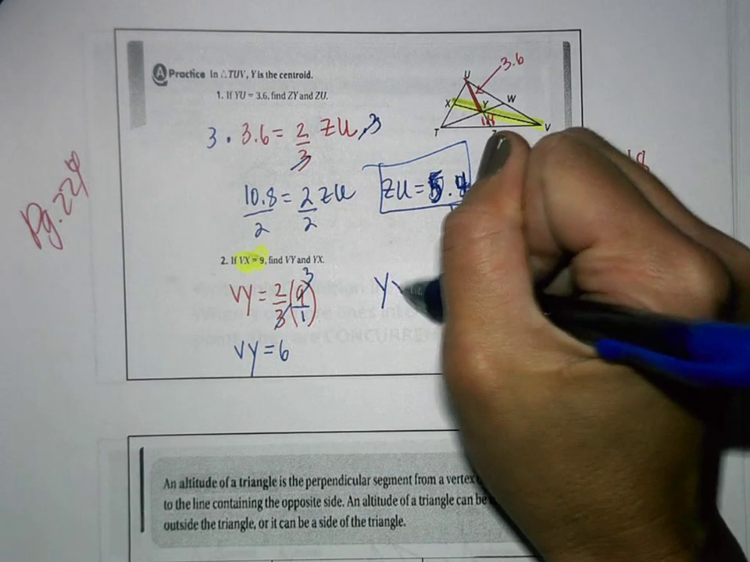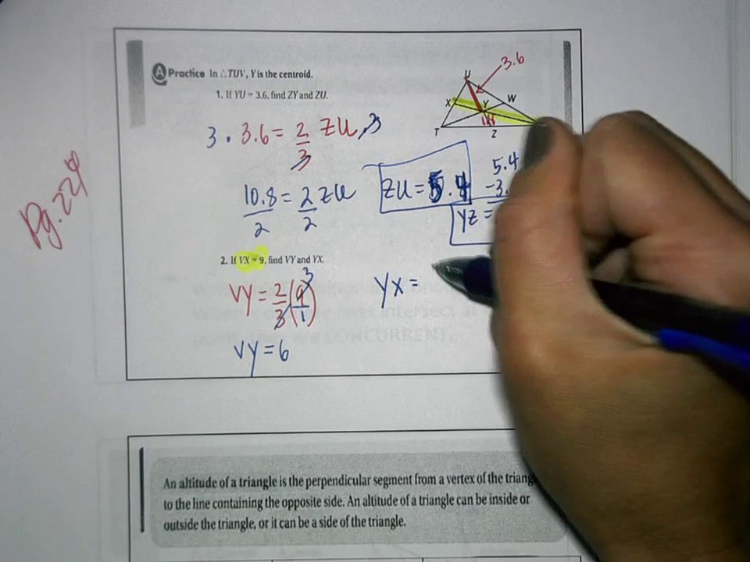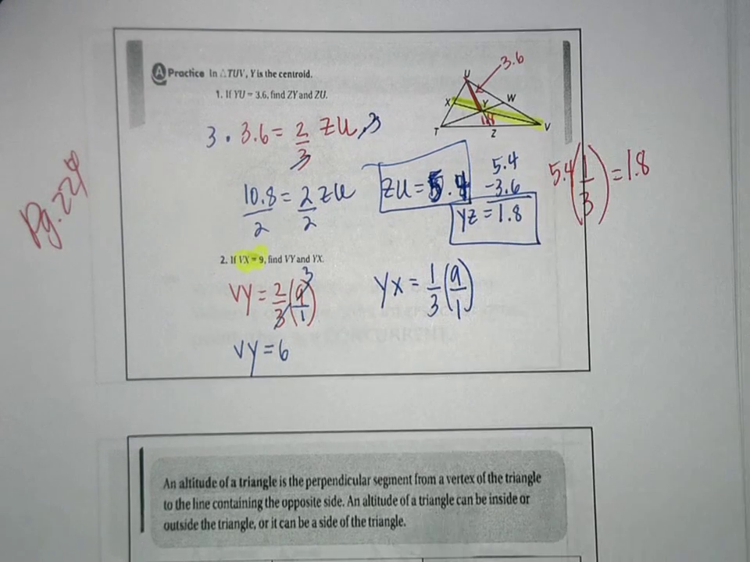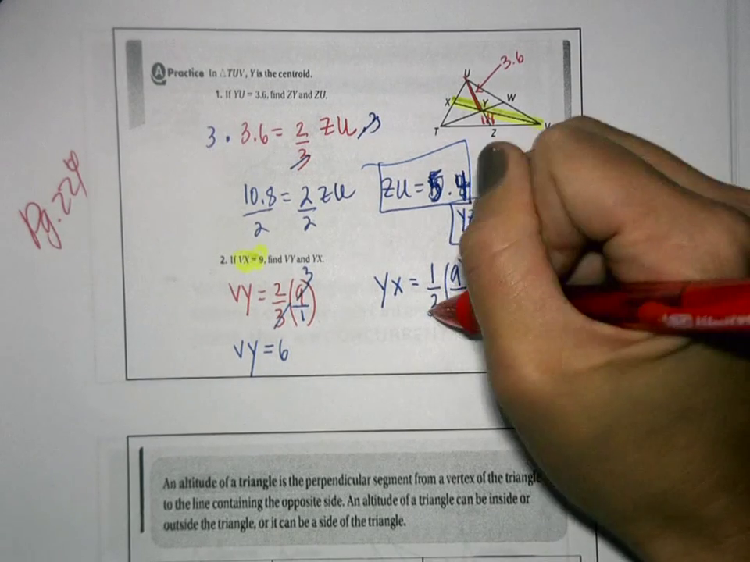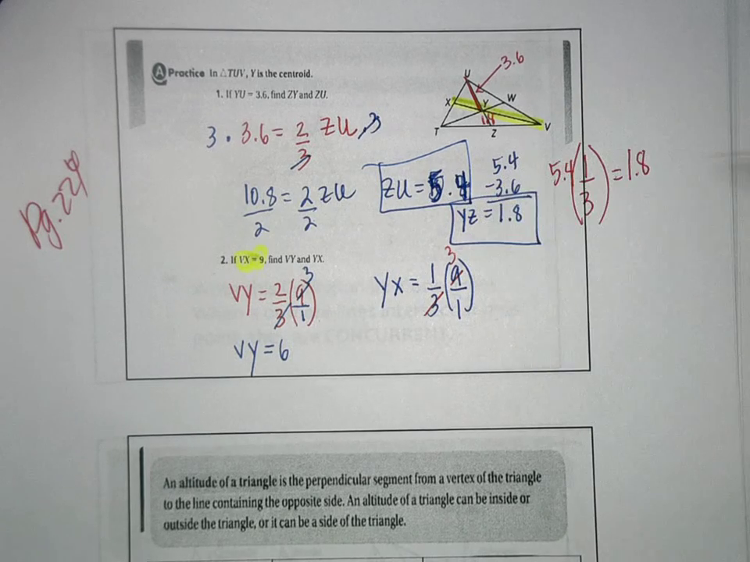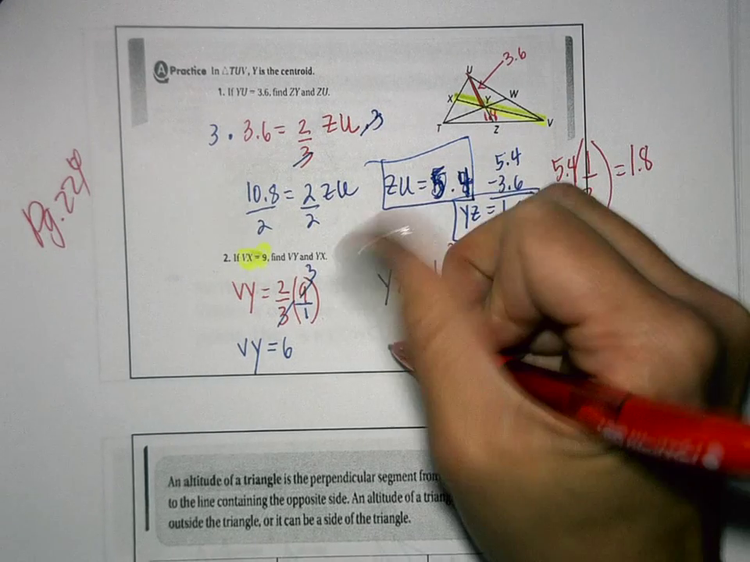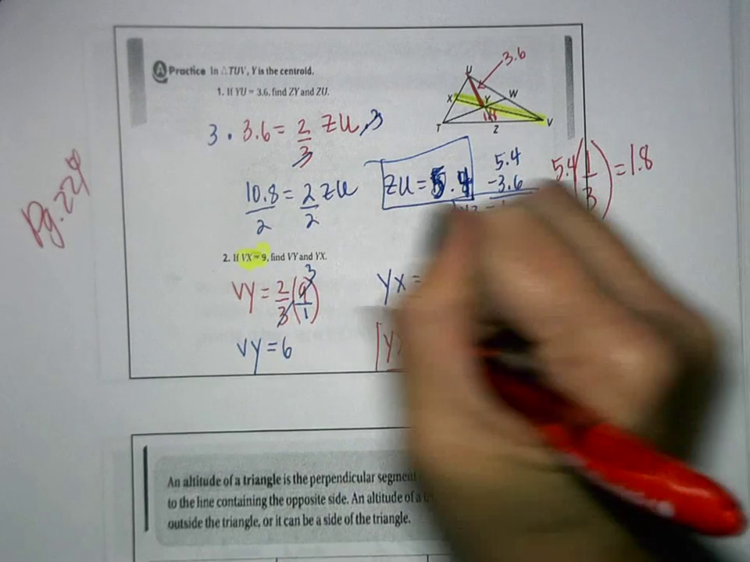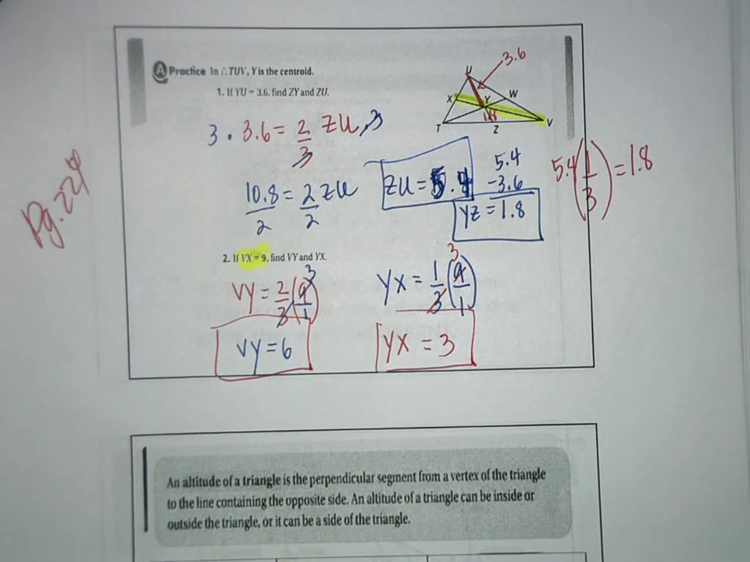So if you have YX, I know YX is 1/3 times 9, or 9 over 1. And we can reduce. 3 goes into 9 3 times. And 1 times 3 is 3. So YX equals 3. And do both of those add to be 9, which is the whole line? Yes. Okay? Do you guys have questions on that?